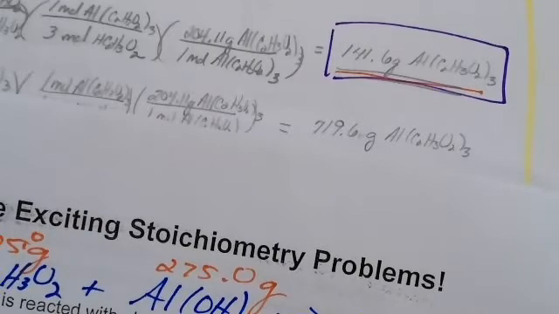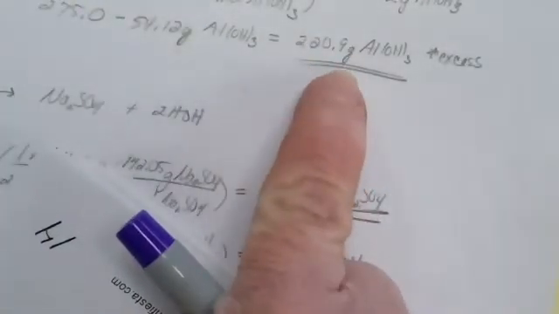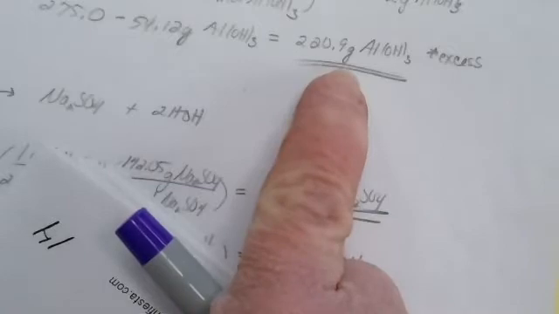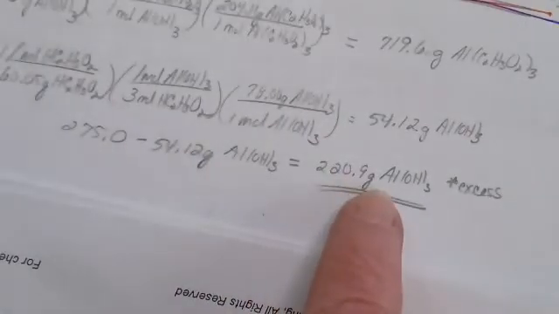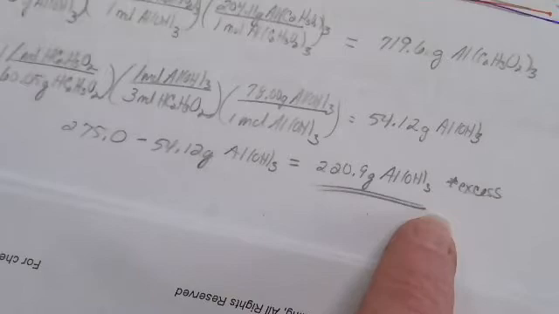Okay, then the next layer, finding the excess reactant, and you could go one of three ways. We should have gotten 220.9 grams of aluminum hydroxide remains, is left over. 220.9 grams of aluminum hydroxide.